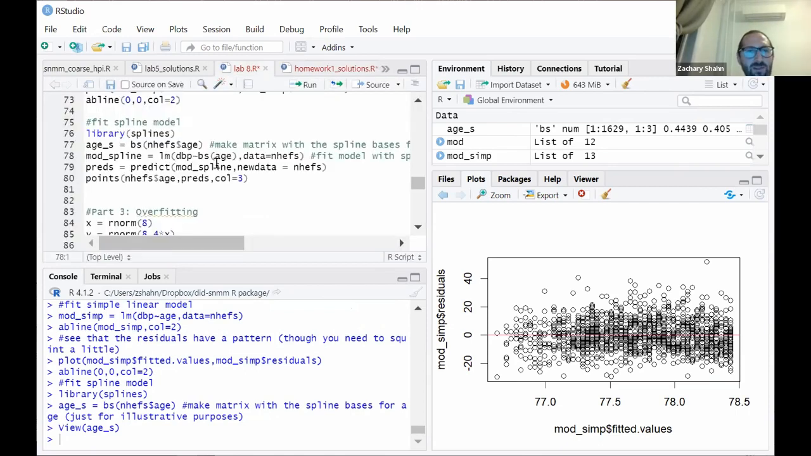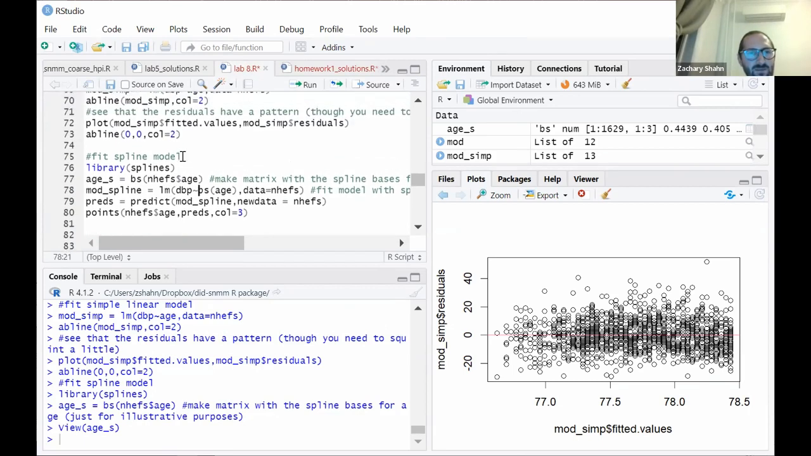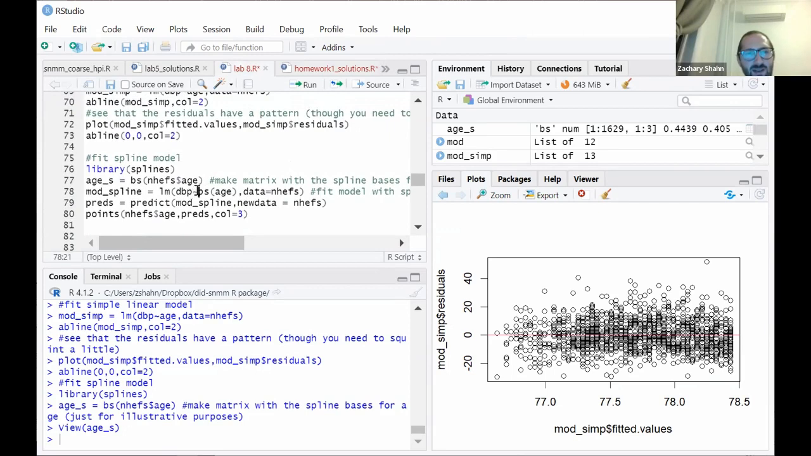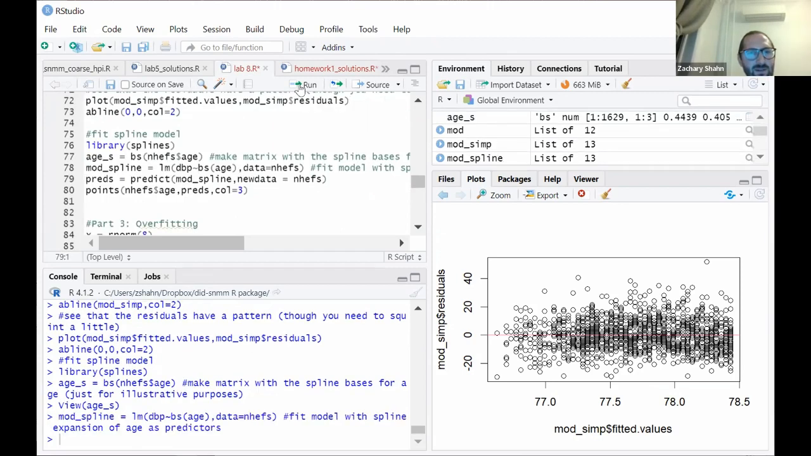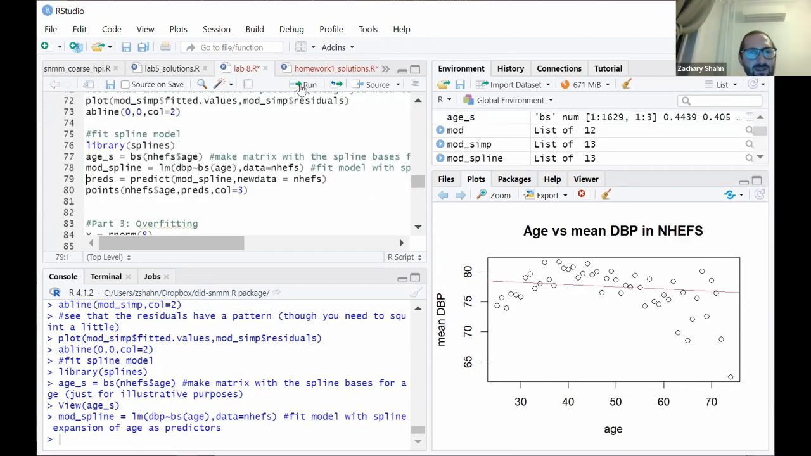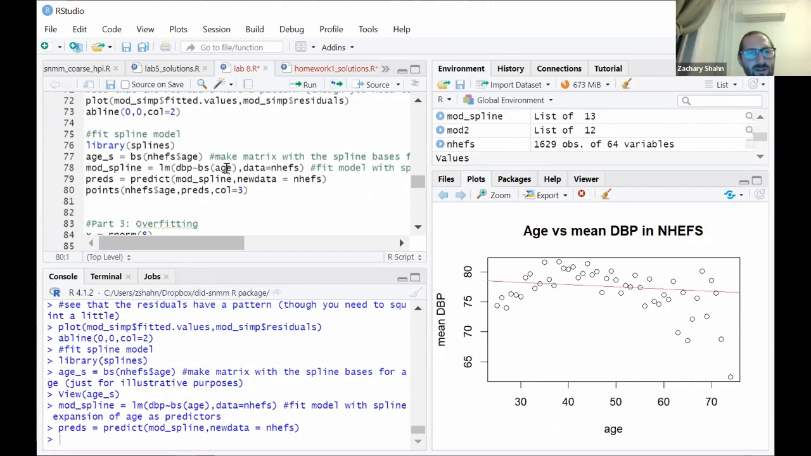And the way to use them as predictors in a linear model is just to say, instead of regressing diastolic blood pressure on just age, you regress it on bs of age. So it's using the spline basis. And there you go. Now you can predict new values from that model.